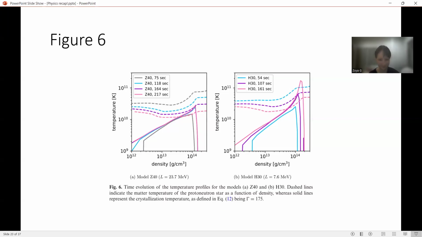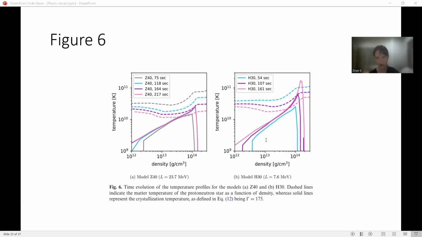Yeah, they have a sharp spike near 10 to the 14th grams per centimeter cube in the H30 model graph, which corresponds to a value of 7.6 megaelectron volts for our L parameter. This basically outright, or perhaps further, I'm not quite familiar with the current state of the research, confirms that the lower the L value, the sooner the crust will form.